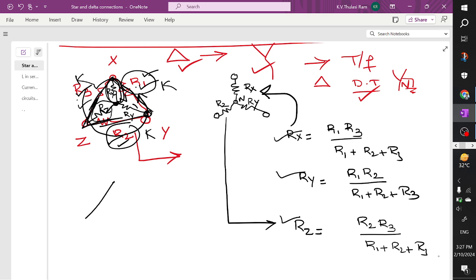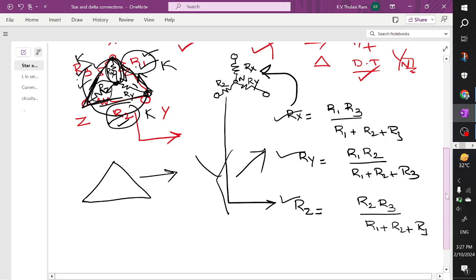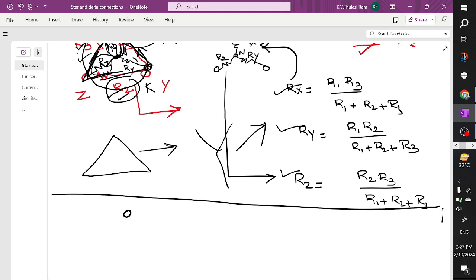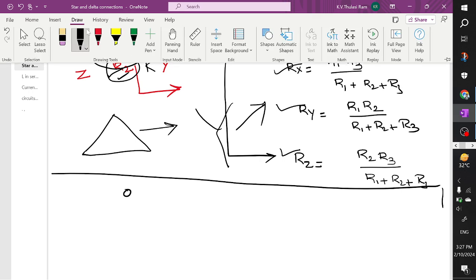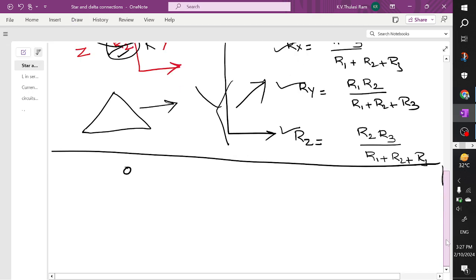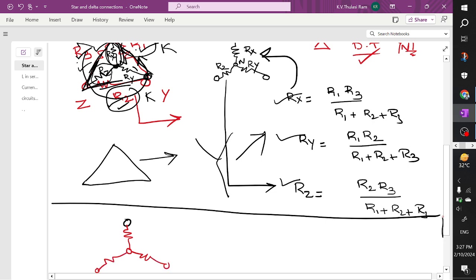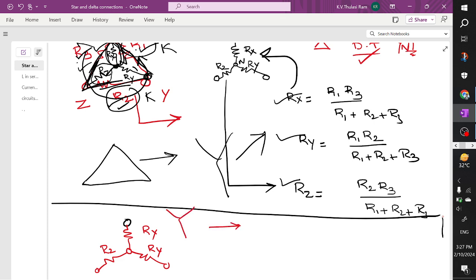So we have successfully converted the given delta network into a star network with these values. Now let's try the reverse. The next conversion which today we'll try to learn: 1, 2, 3. What is known to us? Rx is known to us, Ry is known to us, and Rz is known to us. We are now converting the star network to a delta network.